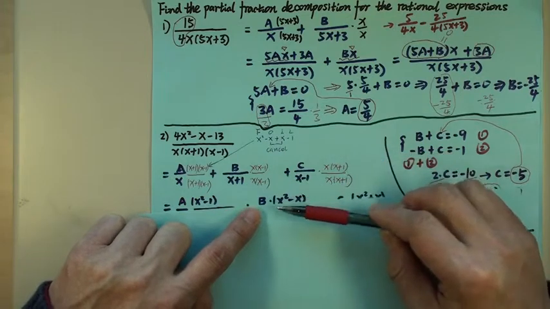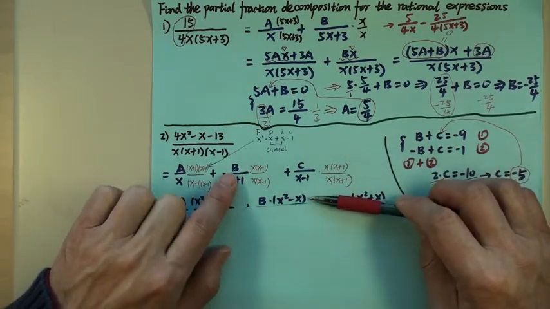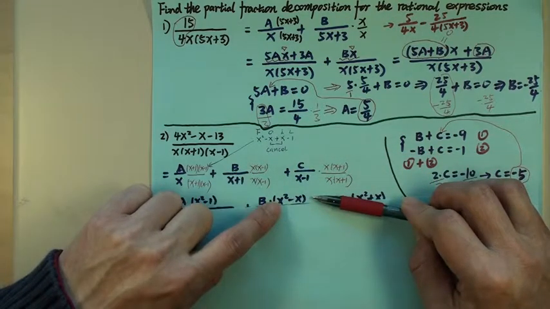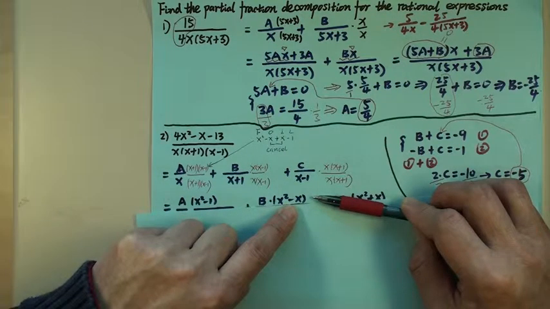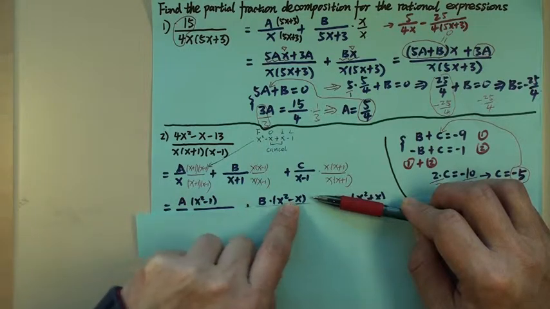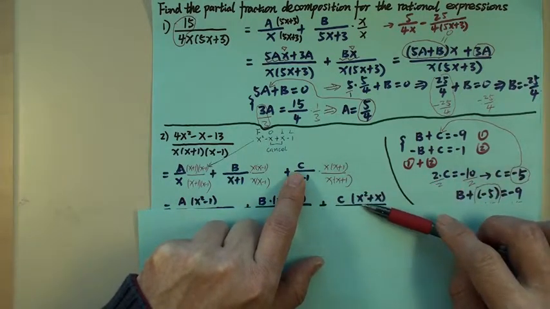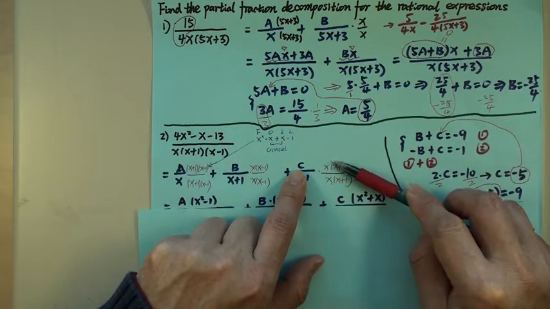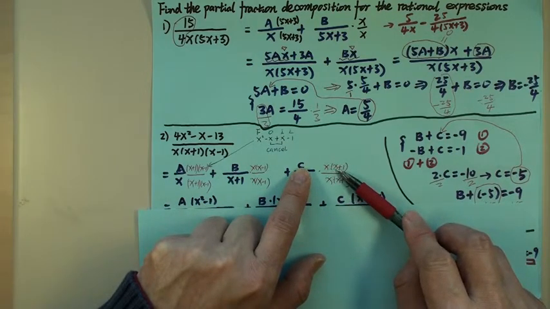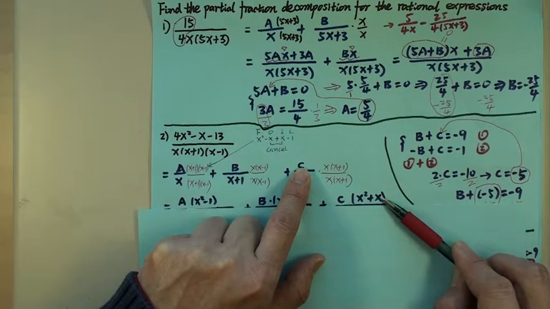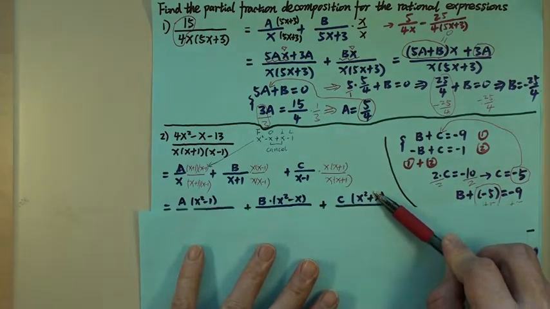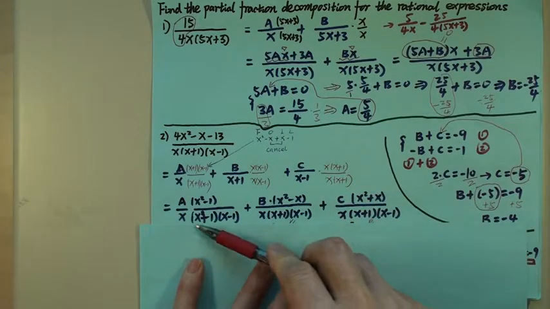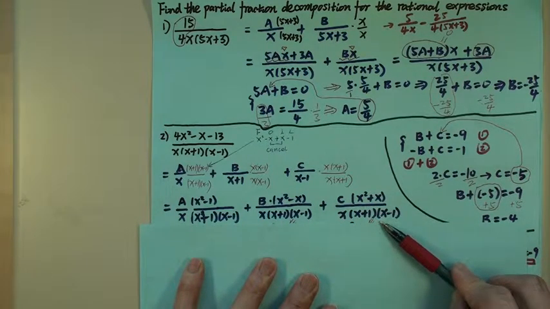The second one is b times x plus 1 times x minus 1... sorry, b times x times x minus 1: x times x is x squared, x times negative 1 is negative x. And then the third one is c times this quantity, and we know x times x is x squared, x times 1 is x. So c needs to multiply this quantity. Alright, the denominators are all the same.